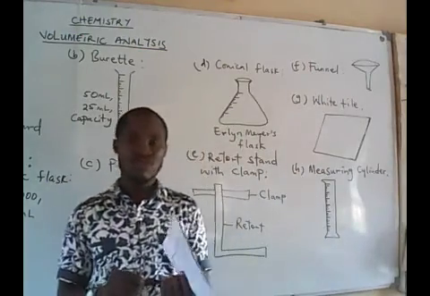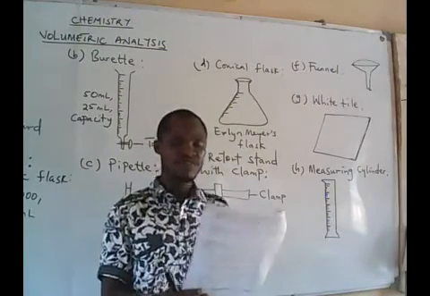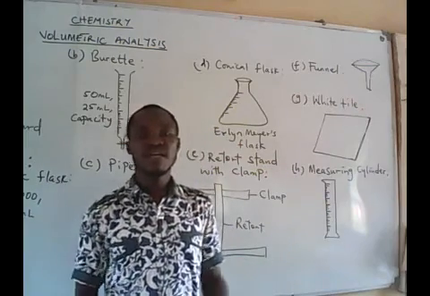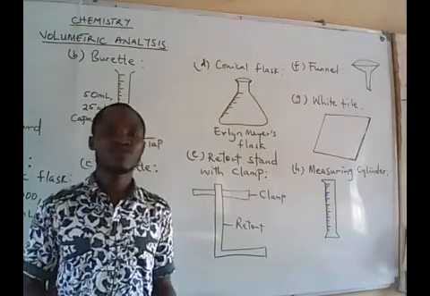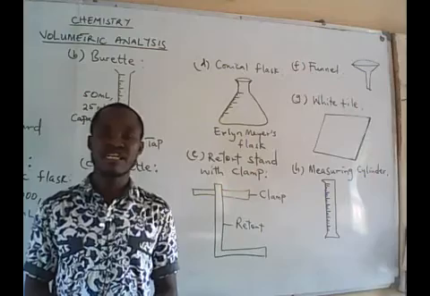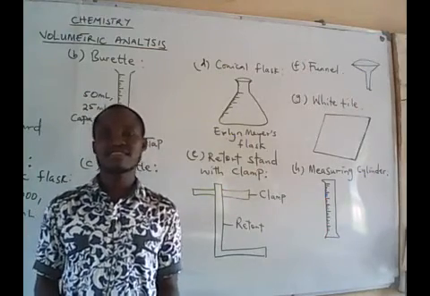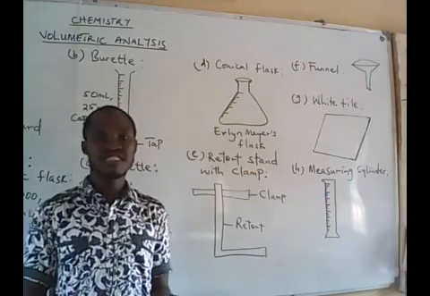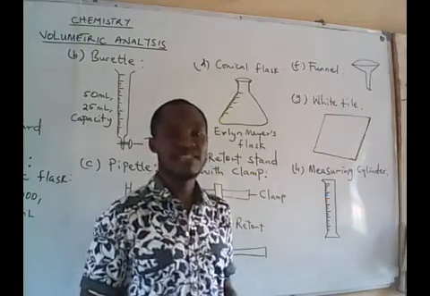What is it used for? So the measuring cylinder is used to measure a specific volume of a liquid. If you have a liquid concentrated acid that you want to dilute, you make use of this very particular measuring cylinder or apparatus to measure the exact amount of the liquid concentrated acid so that you can dissolve and dilute.